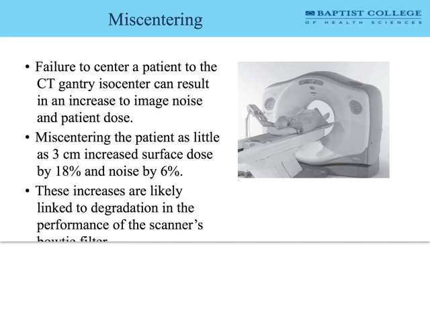Here's some of the research that I found on that. Failure to center the patient in the CT gantry isocenter can result in an increase in image noise and patient dose. Miscentering the patient by as little as 3 centimeters can increase surface dose by 18% and noise by 6%. And the short answer for that is that it actually has to do with a degradation in the performance of that bow tie filter. So the bow tie filter came back around like a boomerang, kind of hit us in the back of the head. If we're going to use this bow tie filter, we have to center appropriately, is the short answer.